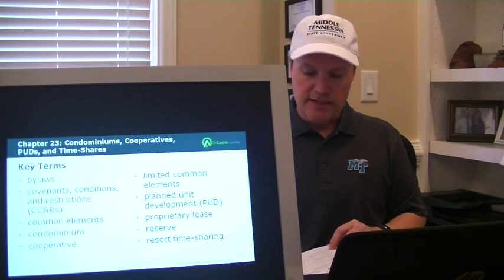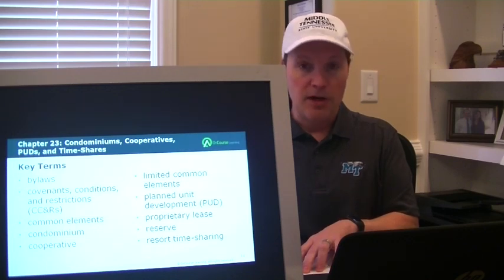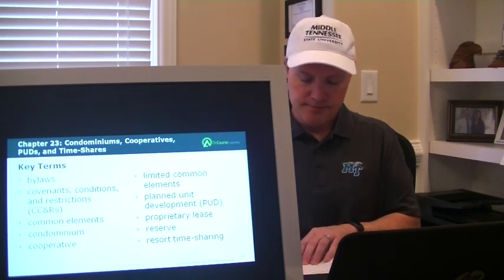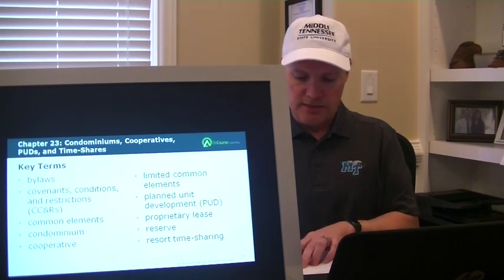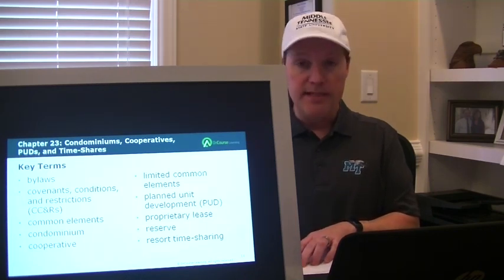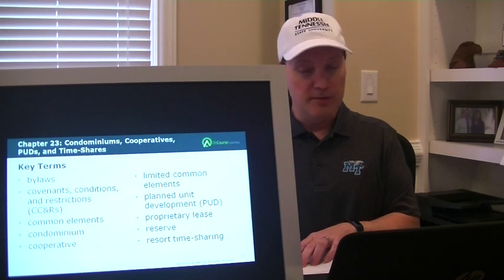Number 4, individual units in a condominium development are classed as, and this is separate property, all right? So that's A. And then number 5, within a condominium development, common elements are owned by, and it's B, all unit owners who hold undivided interest in the elements around.